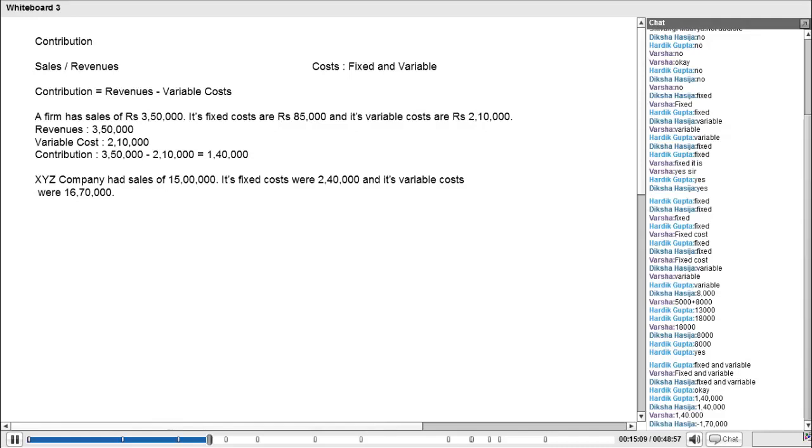Rent. Is that fixed or variable? So that is a fixed cost. Electricity. Is that fixed or variable? That is again fixed. So contribution in this case will be revenues, which is 26 lakhs 50,000 minus 21 lakhs 14,000, which is 5 lakhs 36,000.